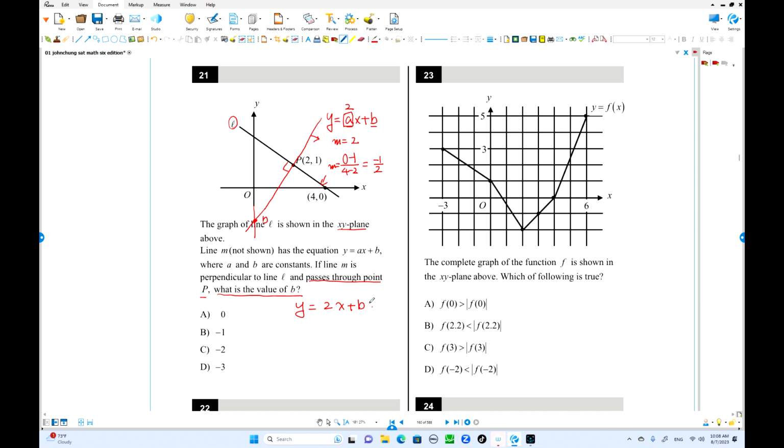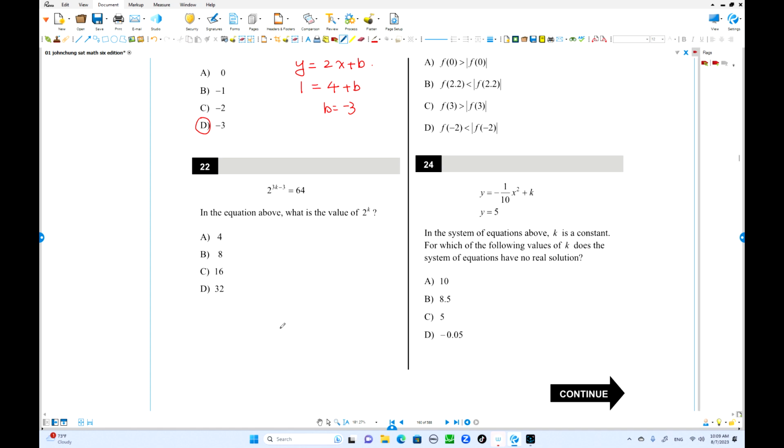Now, the next step is to find the value of b. How can you find the value of b? We need one point. Where is one point? This one. When x is 2, y is 1. So 2 times 2 is 4, plus b, so b equals negative 3, okay? Choice D is the answer.